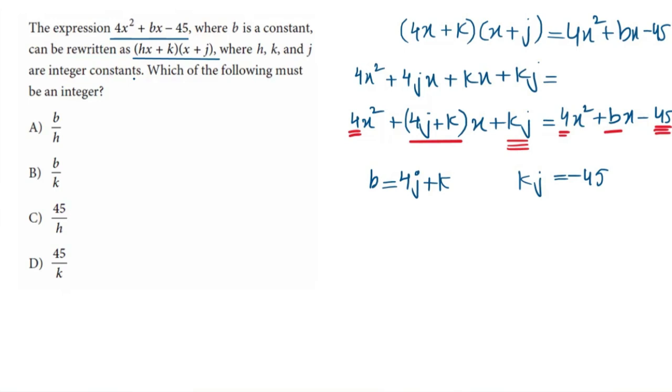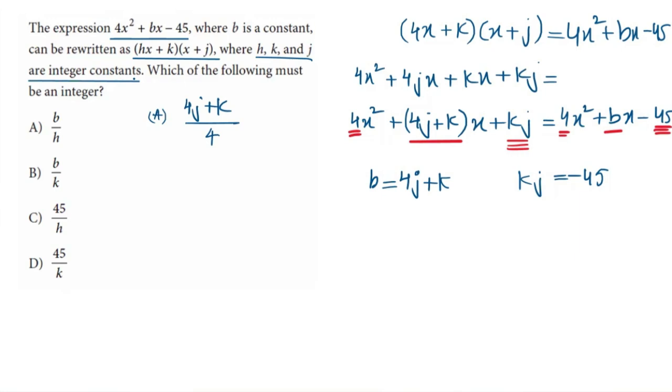Let's take a look at this option A. I'm going to be studying each option independently. So b is 4j plus k, and divide that by h, and h I know is 4. It is written that h, k, j are integer constants, so there must be some integers j and k, but there is no guarantee that 4 times some integer plus another integer, divided by 4, is definitely an integer.